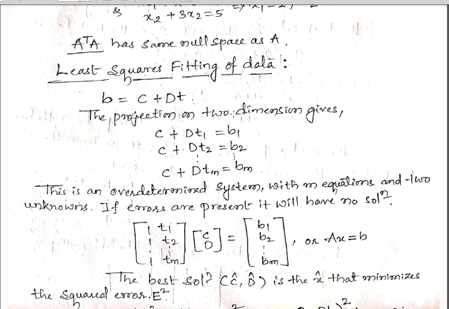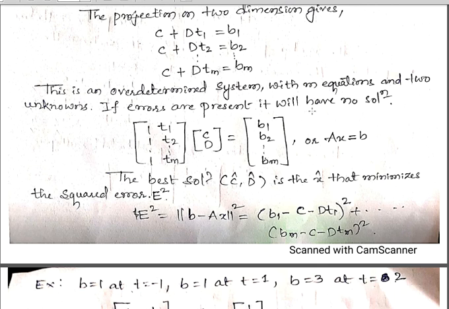The projection on two dimensions gives C + Dt1 = b1, C + Dt2 = b2, and so on, up till C + Dtm = bm. This is an overdetermined system with m equations and two unknowns, and the unknowns are C and D. If errors are present, it will have no solution. Otherwise, it will have a solution. So let's solve such kind of problems.